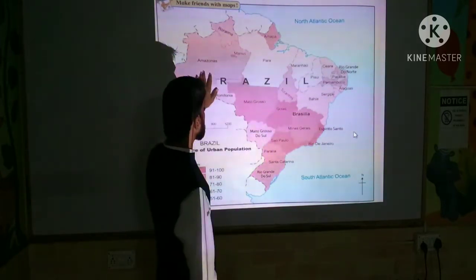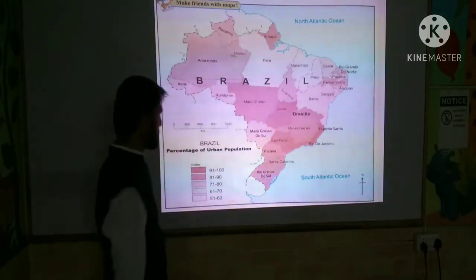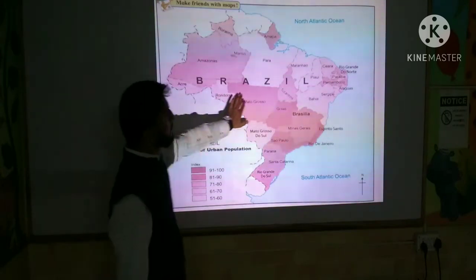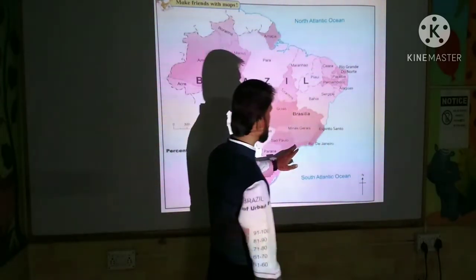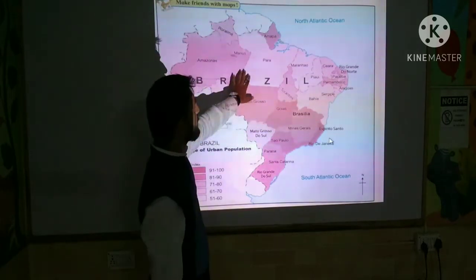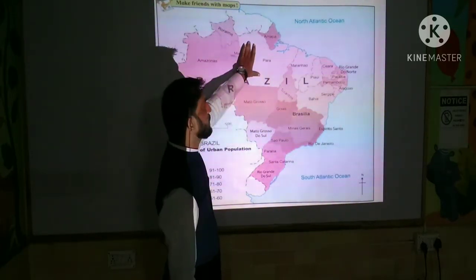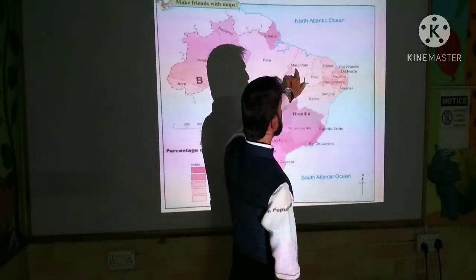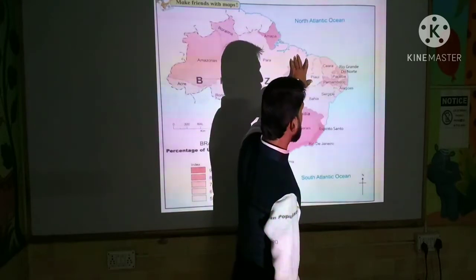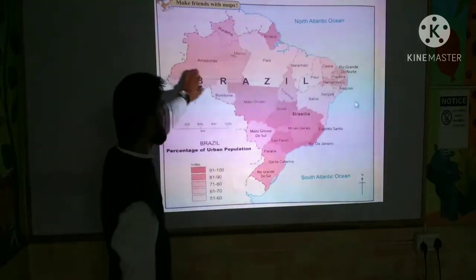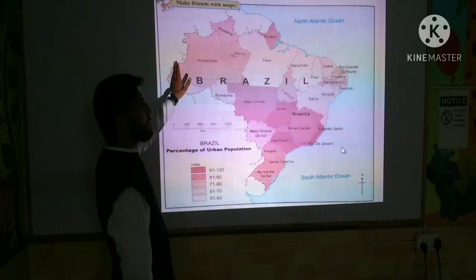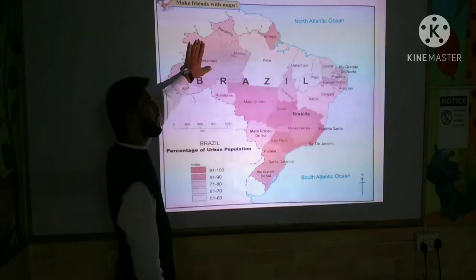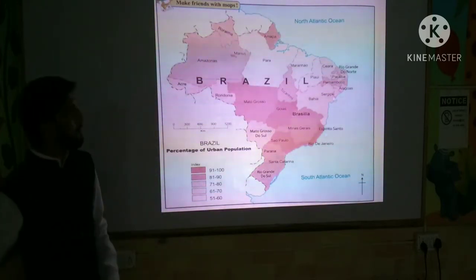After that, students, as per the colors shown here, with the help of the index, if we see, this is the eastern part, the coastal region. But afterwards, when we go to the central part, the Para region in the north, it is a less populated region. The same is true of Maranhão. These regions are also less populated regions. But if we see the Amazon's western part, somewhere here we can see a medium type of population settlement.